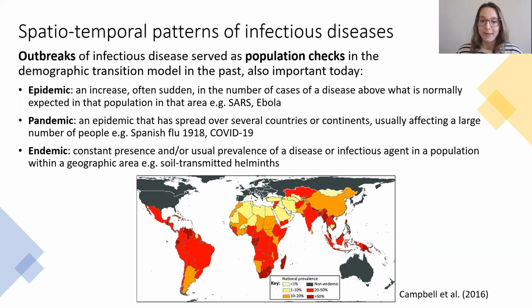So an example of that is soil transmitted helminths, which is in this map here. You can see that soil transmitted helminths, which are a type of parasite, are endemic to many regions of the world, displayed here with the reds and the orange colors on the map.